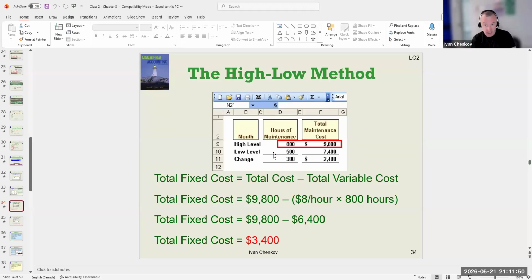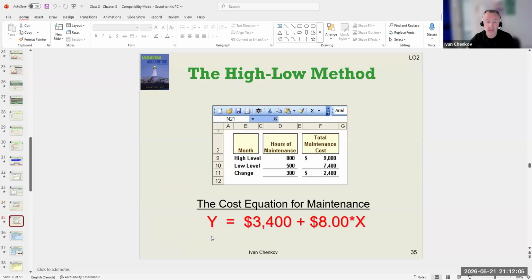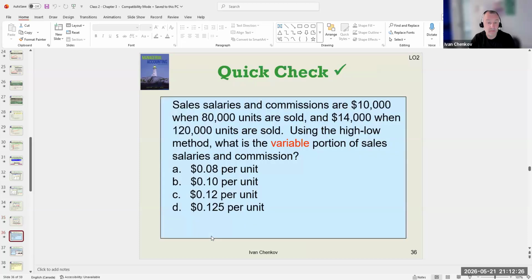Once you come up with the cost per hour, then you're moving to one of the two, either the high level or the low level, and start substituting in the formula. Which formula? Total cost is equal to the total fixed cost plus the total variable cost. Variable cost is usage times cost per unit. Fixed cost is fixed cost. Total cost is already given to you. Express for the fixed cost, and you're calculating the number. Once you calculate that number, then you come up with the equation: total cost is equal to the fixed cost, which you calculated, 3,400, plus number of units times cost per unit, which is stable now, $8. And that's how you predict the cost.